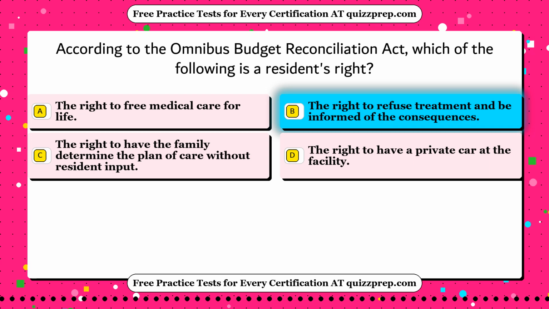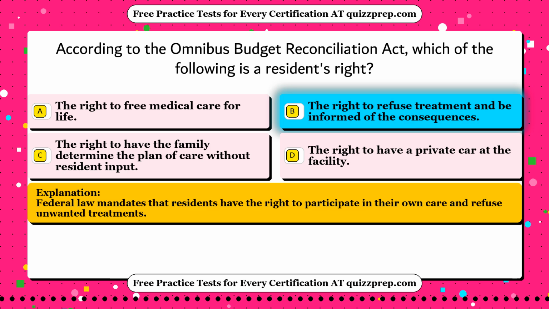The correct answer is option B, the right to refuse treatment and be informed of the consequences. Federal law mandates that residents have the right to participate in their own care and refuse unwanted treatments.